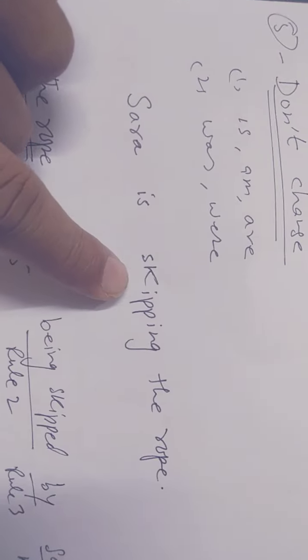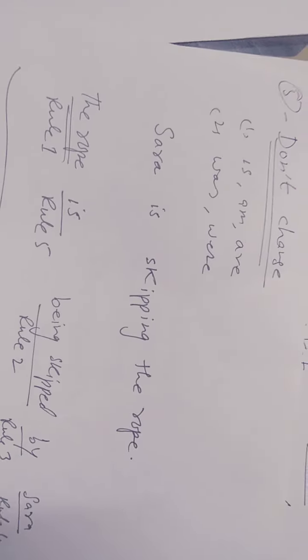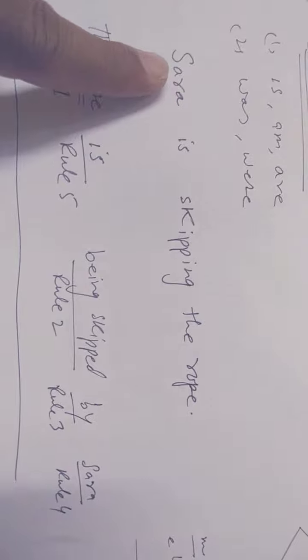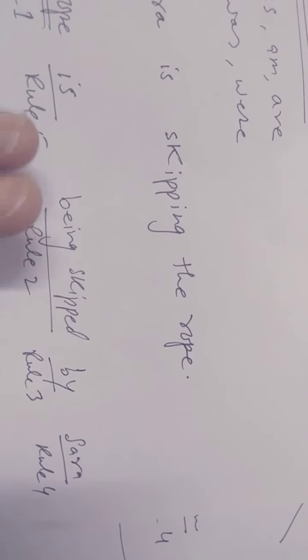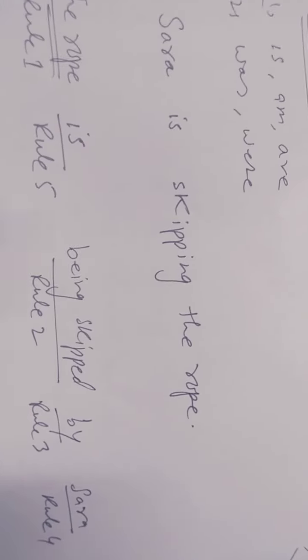Okay, skipping. This is rule 2. Skipping, like playing, being played, skipping, being skipped. Okay, being skipped, rule 2. And rule 3, third form and by. And finally the subject is converted into the object. So it is very simple. Just in 10 minutes you have learned all the active and passive voice.